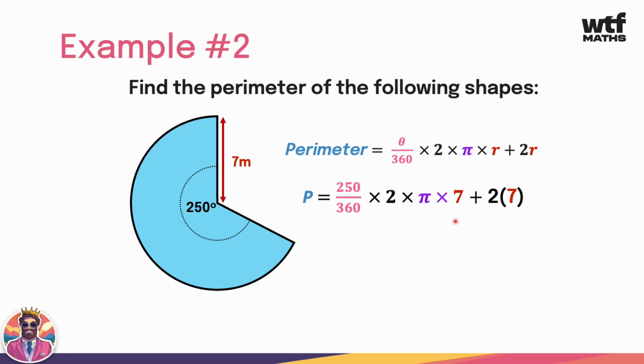So this bit at the start, this fraction times circumference, will tell you your giant curve around the outside, and then the plus 2 times 7 at the end will be your radiuses just on the end here. So if you type that all in right, you'll get 44.54 meters. So that is the perimeter of this sector.